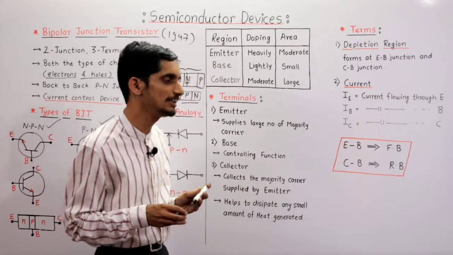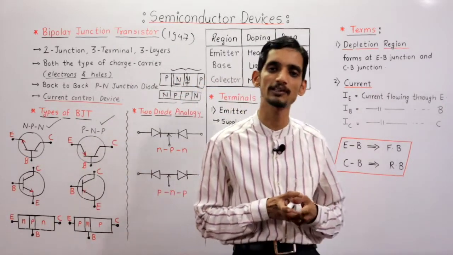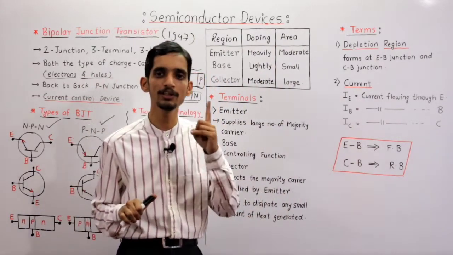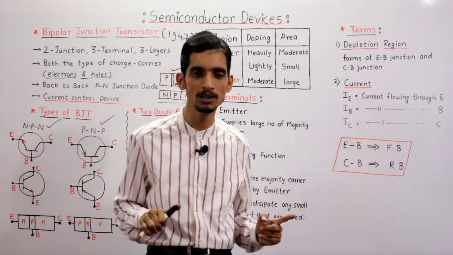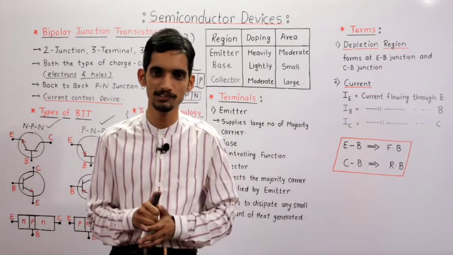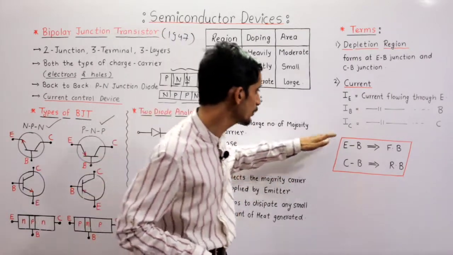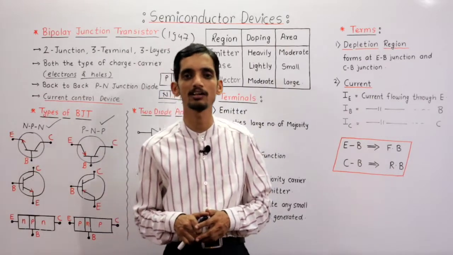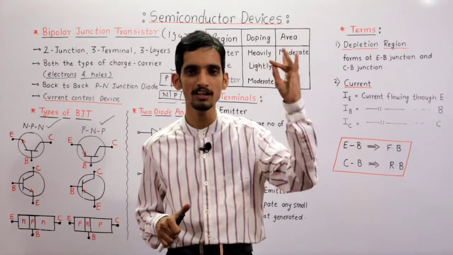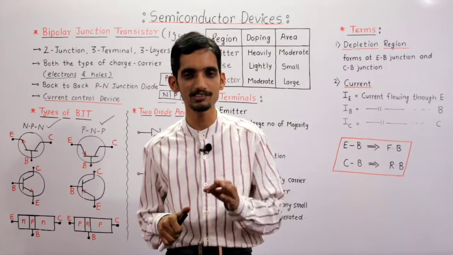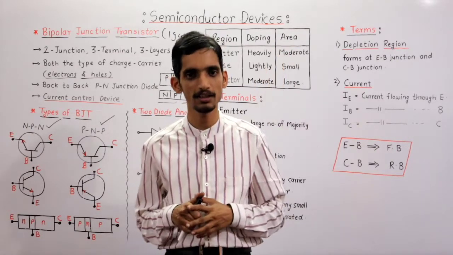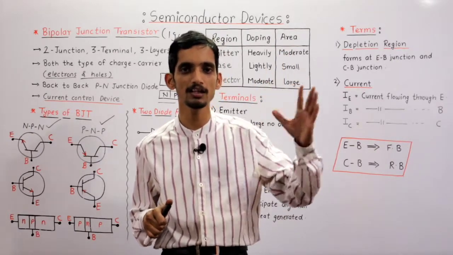Next important, currents in a transistor. As three terminals are present in the transistor, the current components are also three. The current flowing through the emitter terminal is called the emitter current. The current flowing through the base is the base current, and the current flowing through the collector terminal is the collector current. So in a transistor there are three regions: emitter, base, collector; three terminals: emitter, base, collector; and three currents: emitter current, base current, collector current.